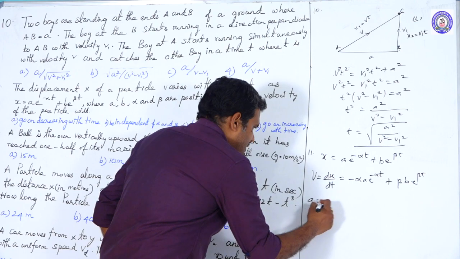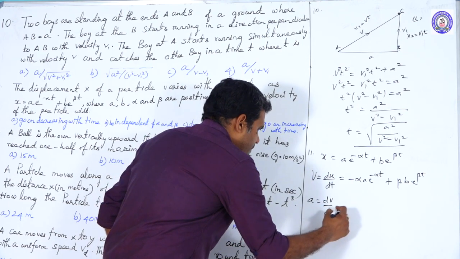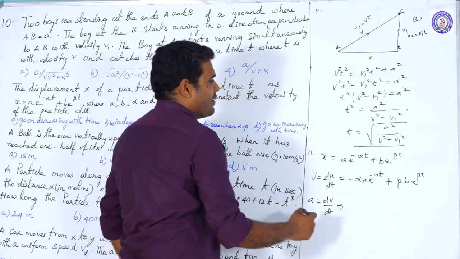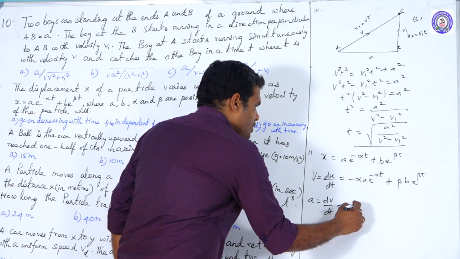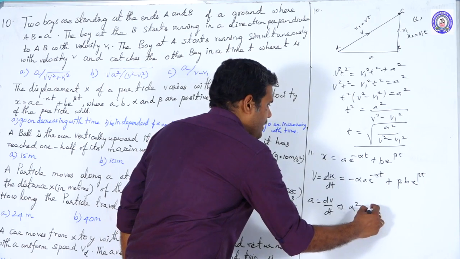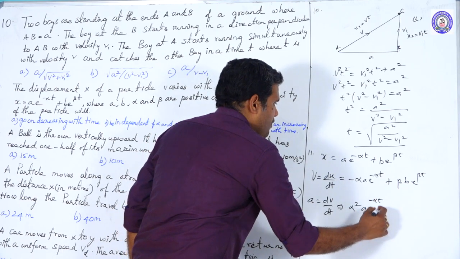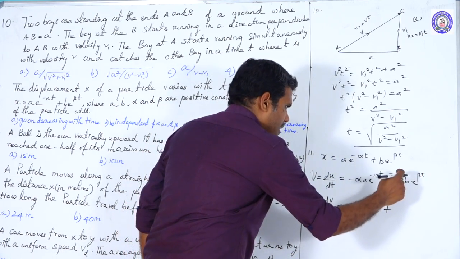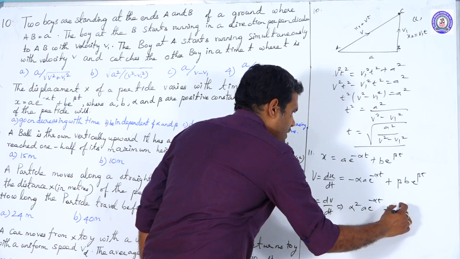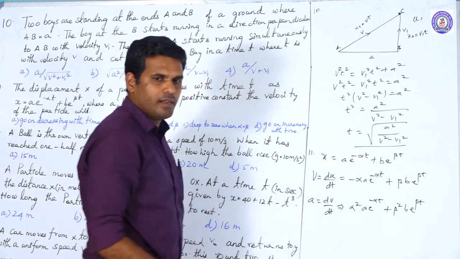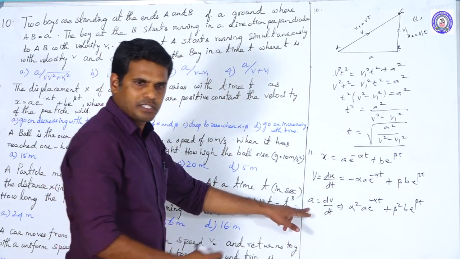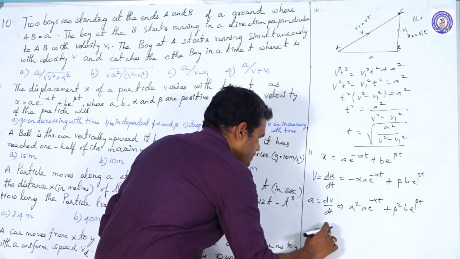Go for acceleration. a equals dv divided by dt. Once again, you differentiate this given expression. Already there is a minus alpha, so you will have alpha square a e power minus alpha t plus beta square b e power beta t. If you look at this expression, acceleration is positive.